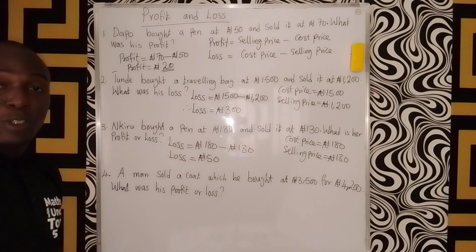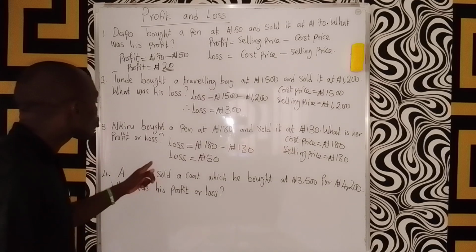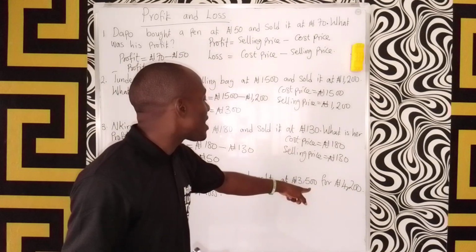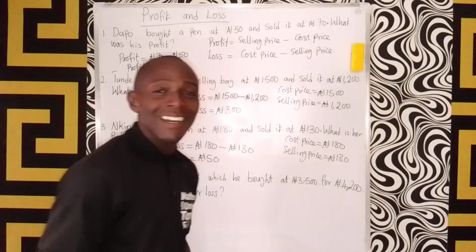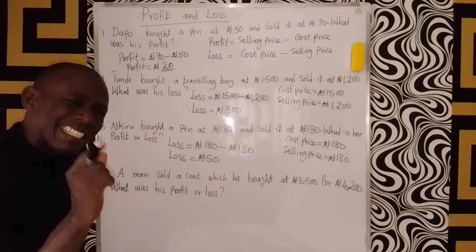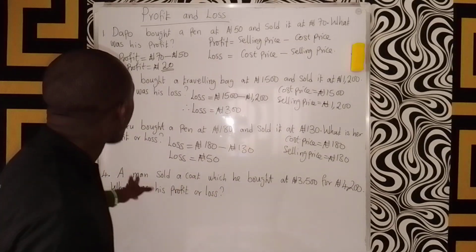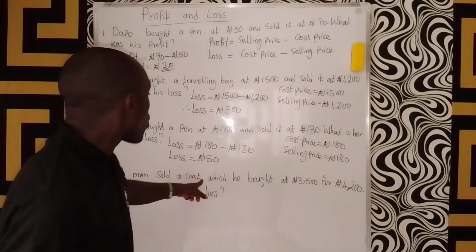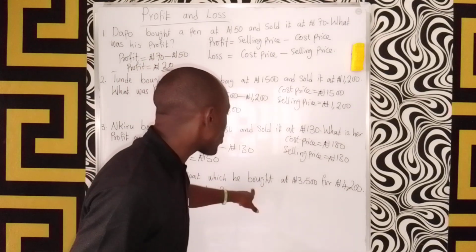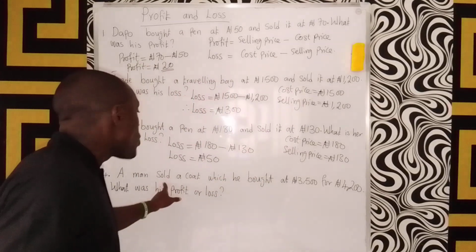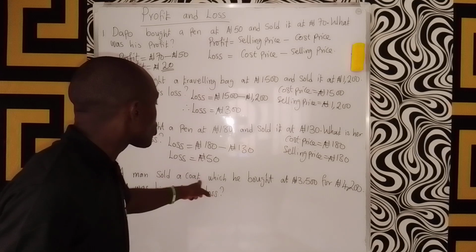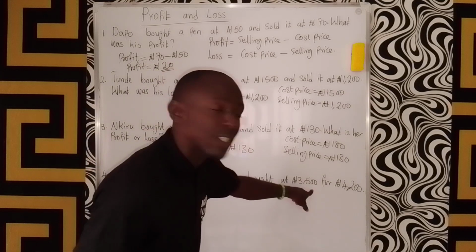Let's finally look at the last question on the board, which says, a man sold a coat which he bought at 3,500 naira for 4,200 naira. This is an English kind of question; they kind of twist the English. But let's break it down one after the other. A man sold a coat which he bought at, so this bought is for this figure, and this sold is for the last figure. Directly, bought is for this one.